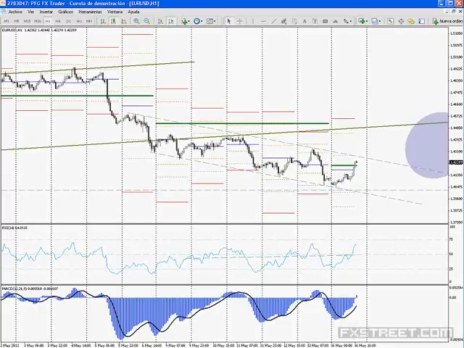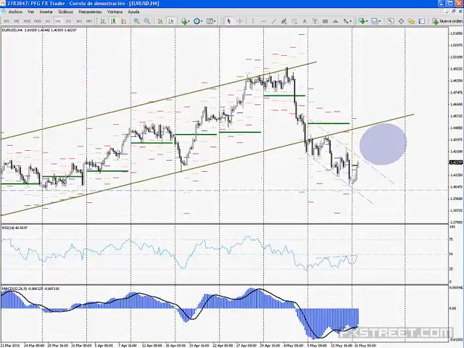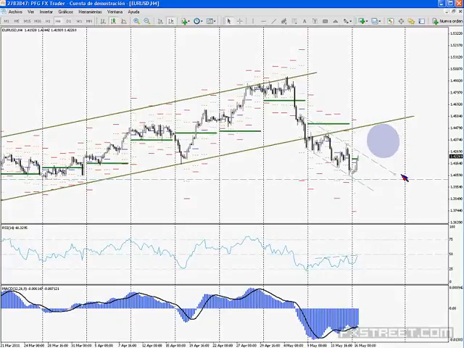The former resistance is currently providing support around 140.40, which is now confluent with the channel's support return line. Okay, in that area here where I put the ellipse, this is the area that we would look for to capitalize on an eventual breakout to the upside.